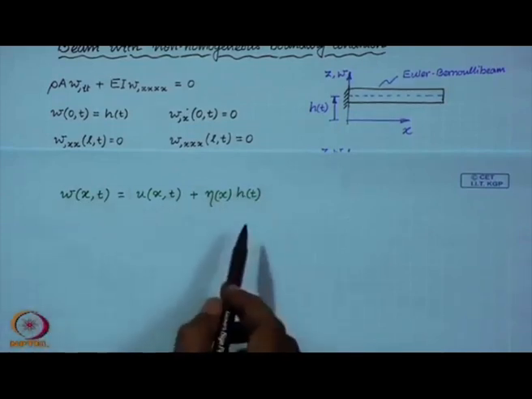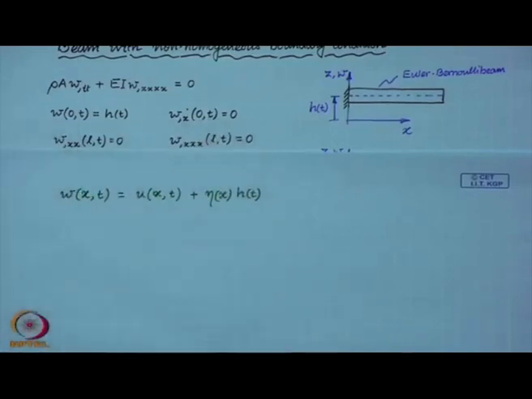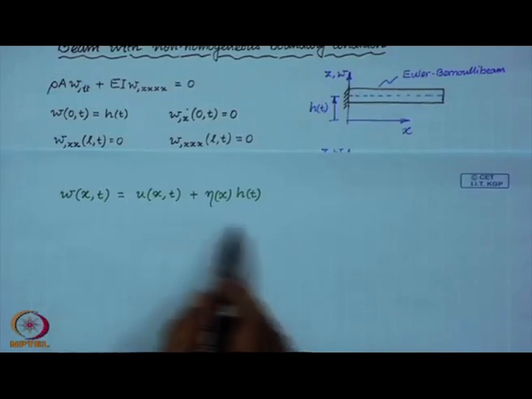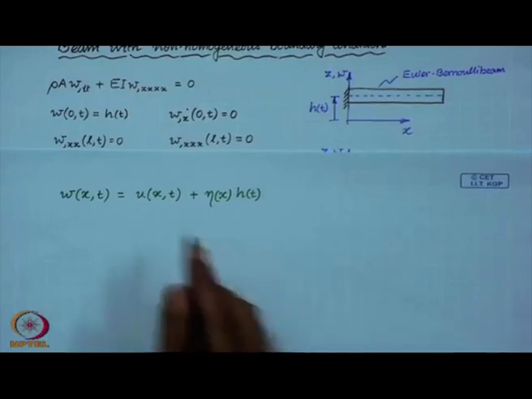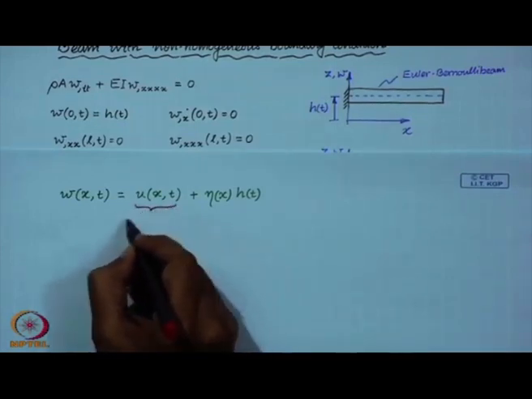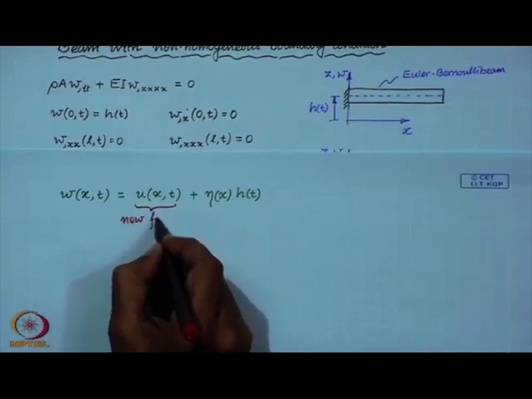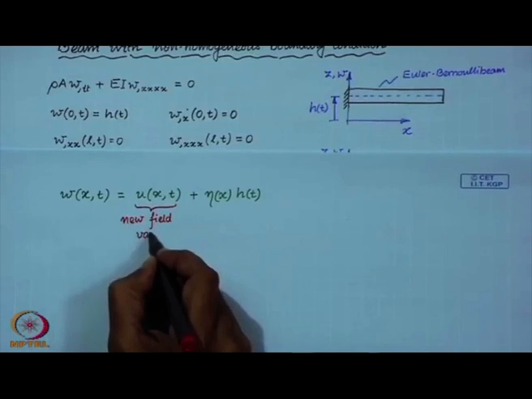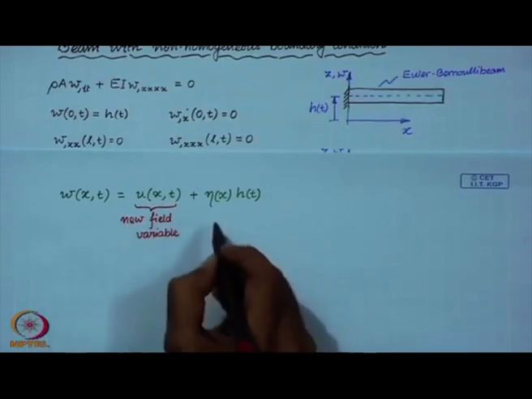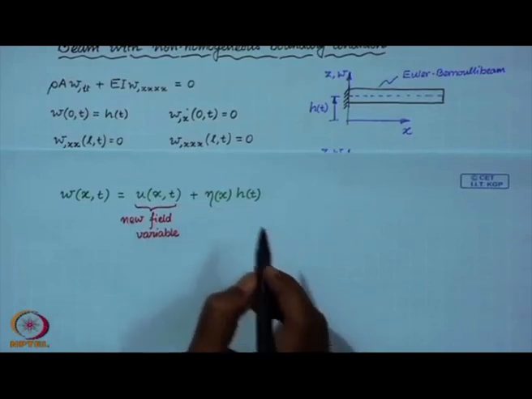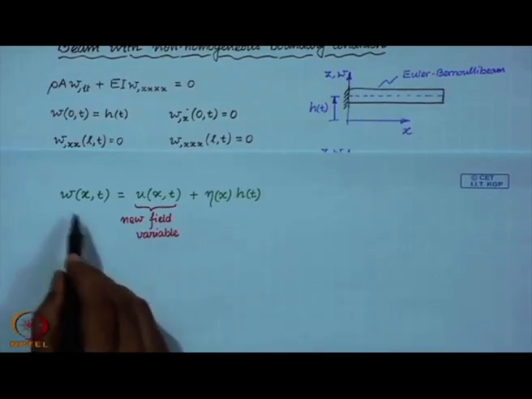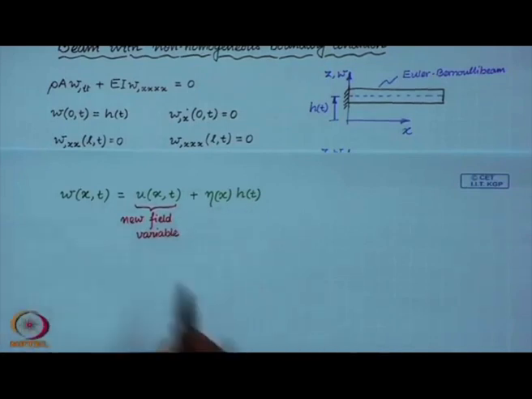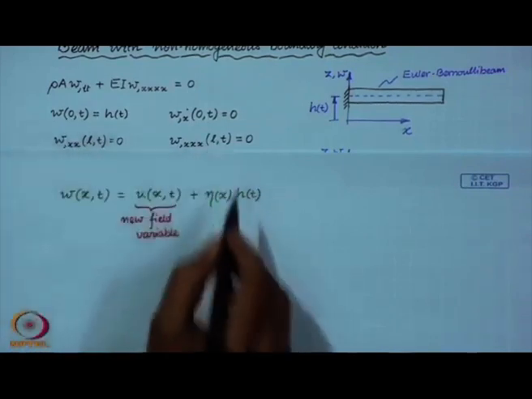Now, this structure is of course motivated by the structure of the boundary conditions. Now, if you consider this new field variable, this function is as yet unknown. So, this is an unknown function. Now, let us use this transformation in the equation and in the boundary conditions.